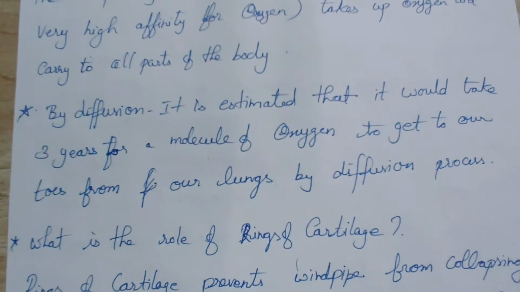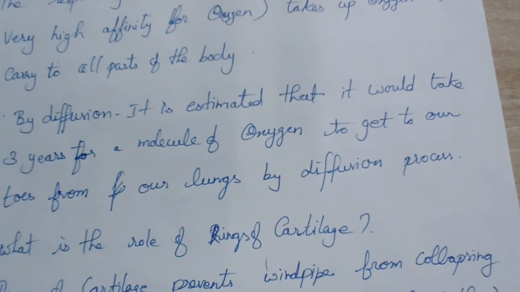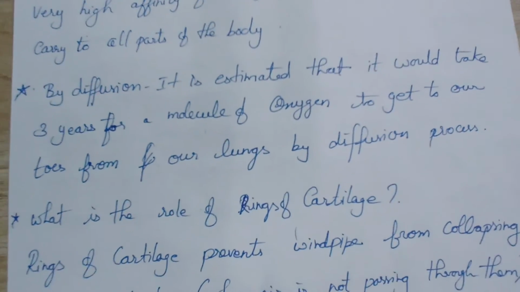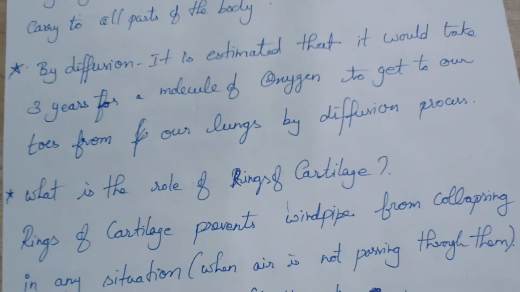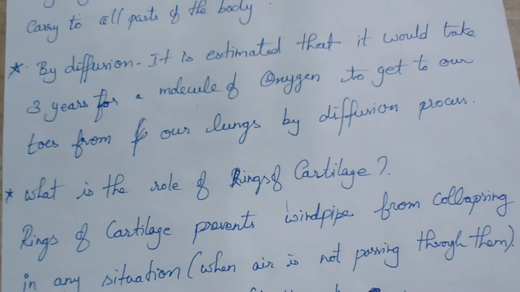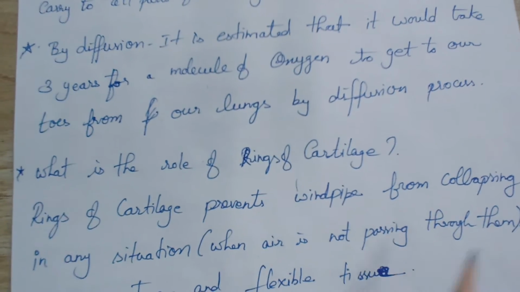Okay, next, one more thing, these rings of cartilage. What is the role of the rings of cartilage? That pipe, the trachea, is not enough. Why are the rings of cartilage present around this trachea? What is their work there? While air is not passing through it, definitely if the air is not there, then the trachea will collapse, right? To avoid that, rings of cartilage are present. Rings of cartilage prevent the windpipe from collapsing in any situation, that is, when air is not passing through it.